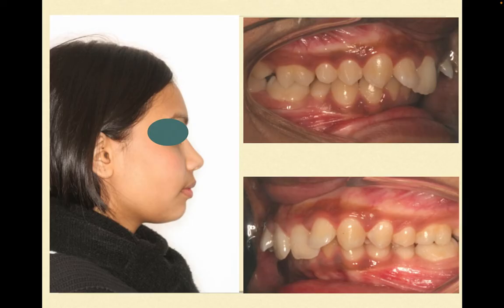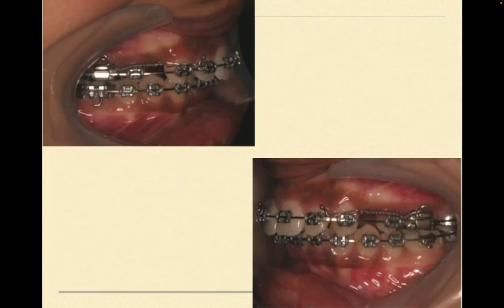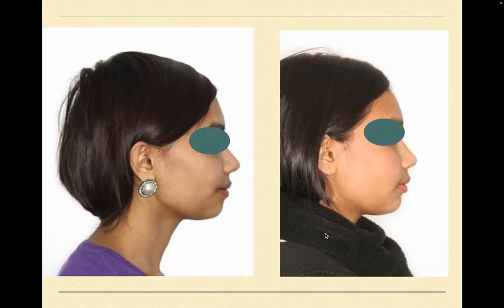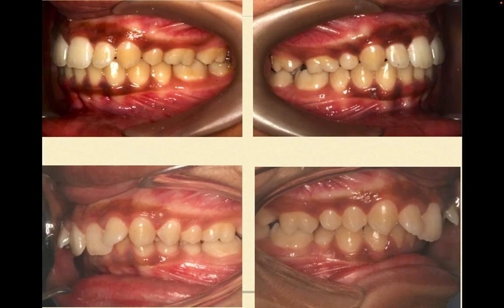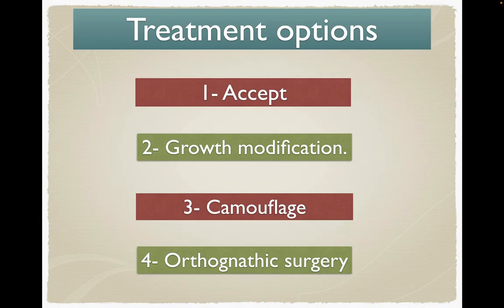However, camouflage sometimes requires extraction. As we can see in this patient, the buccal segment relationship is Class 2 on both sides. The lips are thick and slightly protrusive. The upper central incisors are retroclined, while the laterals are flared. In this case, treatment was done with extraction in the upper arch only, not the lower arch, resulting in retraction and correction of the buccal segment relationship to full unit Class 2. So that was camouflage treatment as an option.